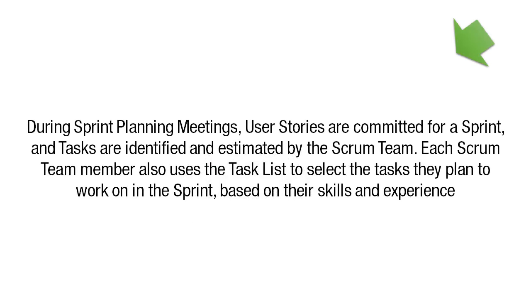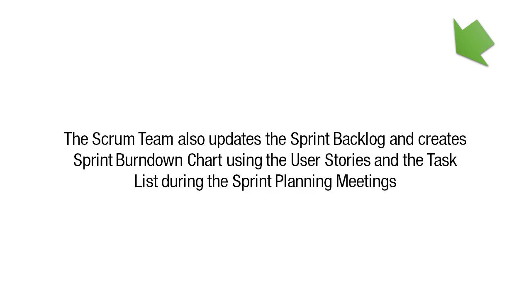During sprint planning meetings, user stories are committed for a sprint, and tasks are identified and estimated by the Scrum team. Each Scrum team member also uses the task list to select the tasks they plan to work on in the sprint, based on their skills and experience. The Scrum team also updates the sprint backlog and creates a sprint burndown chart using the user stories and the task list during the sprint planning meetings.